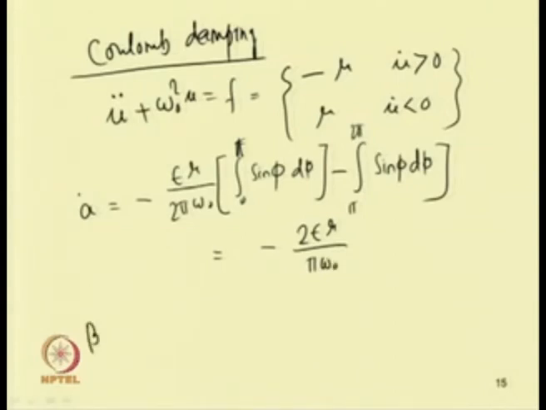Similarly, we can find the beta dot equation. Beta dot equal to 0, like in the previous case. So, the solution becomes a dot equal to this. Integrating this, a becomes a 0 minus 2 epsilon mu by pi omega 0 into t, and beta equal to beta 0. So, one can plot this function. For Coulomb damping, one can observe the solution to be in this form. No longer is it exponentially decaying.